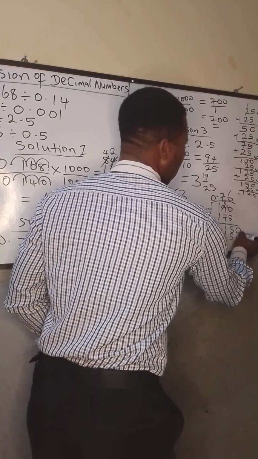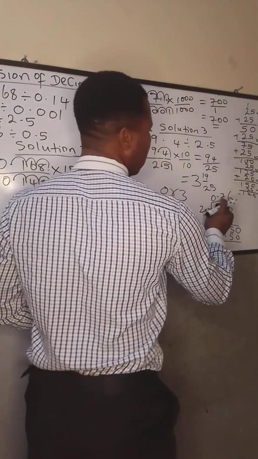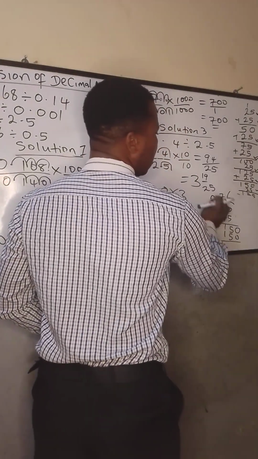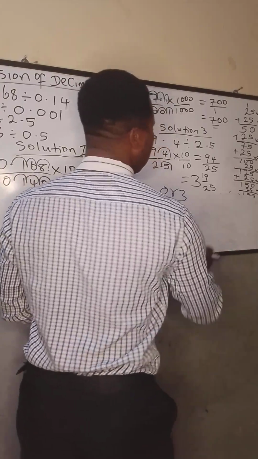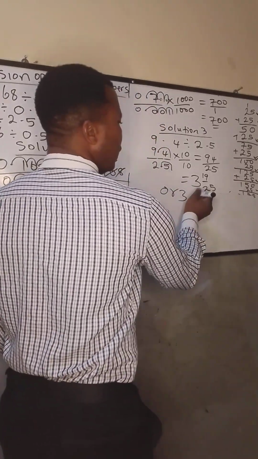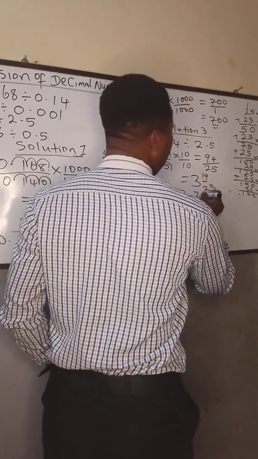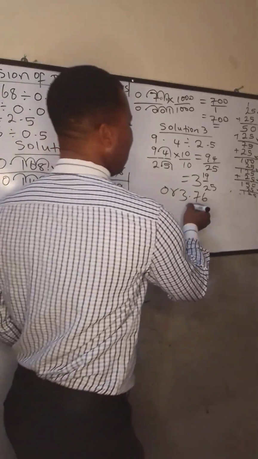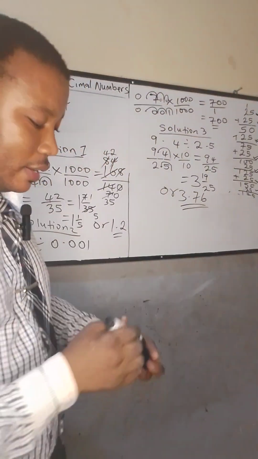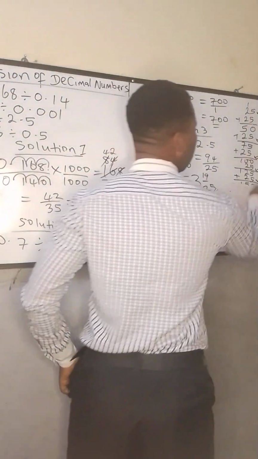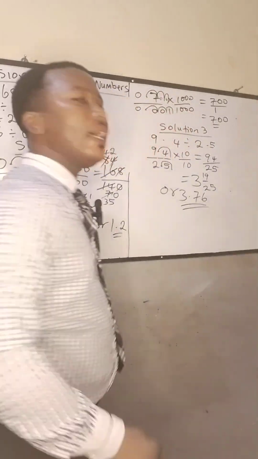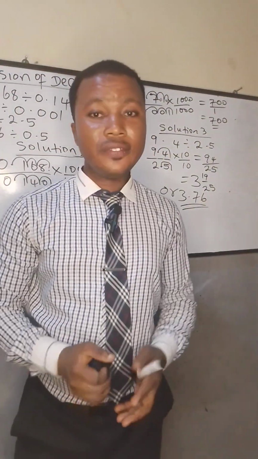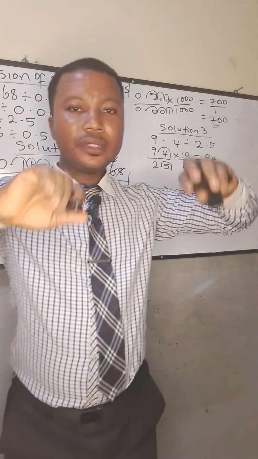So this is now, we are having 3.76 as our final answer in decimal places. So if you look at this now, you see how we're able to get this answer. It's very, very simple.